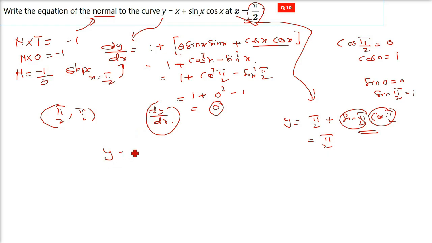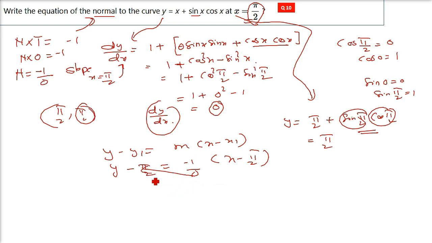So let us make the equation y minus y1 equals m times x minus x1. So y minus, and x1, y1 both are pi by 2. Both are pi by 2. M is what? Negative 1 by 0. Now normally we don't put it like that. It is infinite. But just for the sake of completion of this question, 0 multiplied by x minus pi by 2 is going to be equal to 0. x is equal to pi by 2. You can write it as 2x equals pi, or you can keep it as x equals pi by 2. That is the equation of the normal.